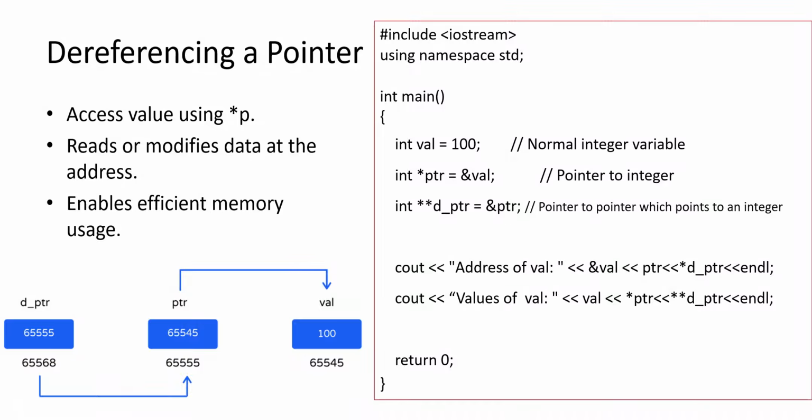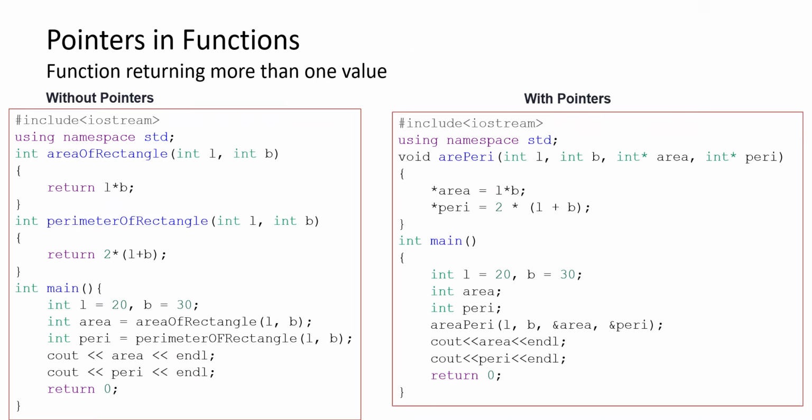Now printing. val prints 100. *ptr prints the value at the address of val, which is 100. **d_ptr: the first star goes to ptr, the second star goes to val, then prints 100. So pointer to pointer means multiple levels of indirection. This concept is used in dynamic memory, passing pointers to functions, and advanced data structures.